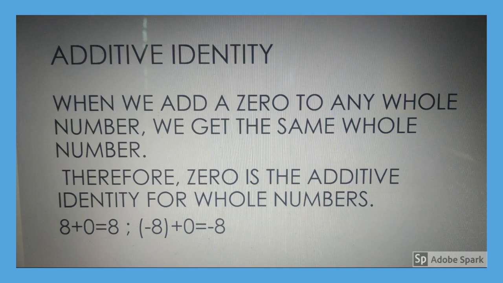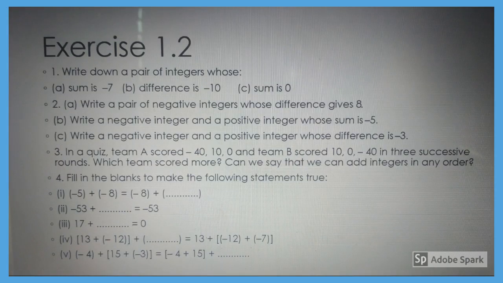We have finished all the main topics till now. So guys, we finished the main properties for addition and subtraction of integers. Now let's see more problems on the same. We are going to do exercise 1.2 from the NCERT textbook, so let's see the questions now. The first question is, write down a pair of integers whose sum is -7, difference is -10 and sum is 0. So they're asking us to write a pair of integers whose sum is -7, difference is -10 and sum is 0. Let's go through all the questions very fast and then go to the answers.